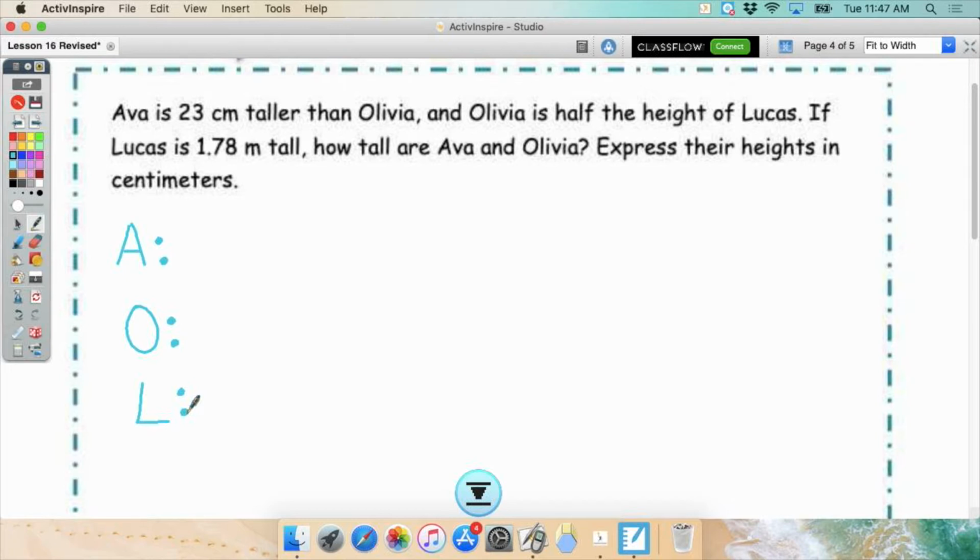So it says Ava is 23 centimeters taller than Olivia, and Olivia is half the height of Lucas. If Lucas is 1.78 meters tall, how tall are Ava and Olivia? Express their height in centimeters. We'll get to that in a minute. So which one do we know? We know Lucas. And how tall is Lucas? 1.78 meters. Okay, so write that down in a pretty long tape diagram.